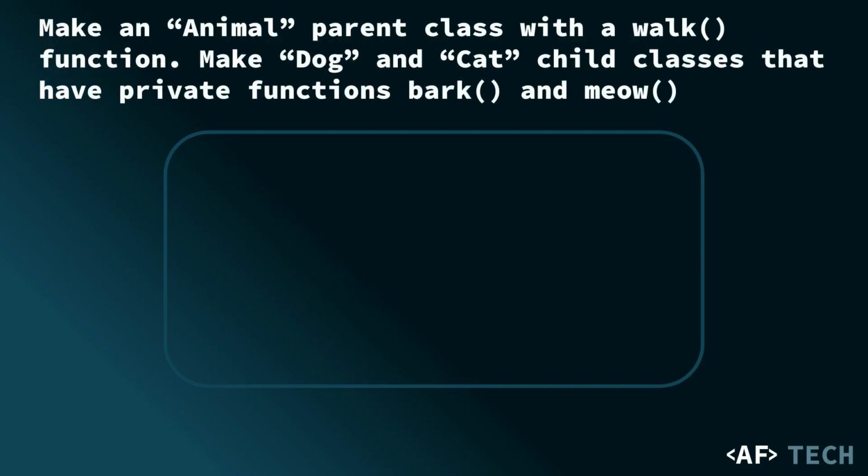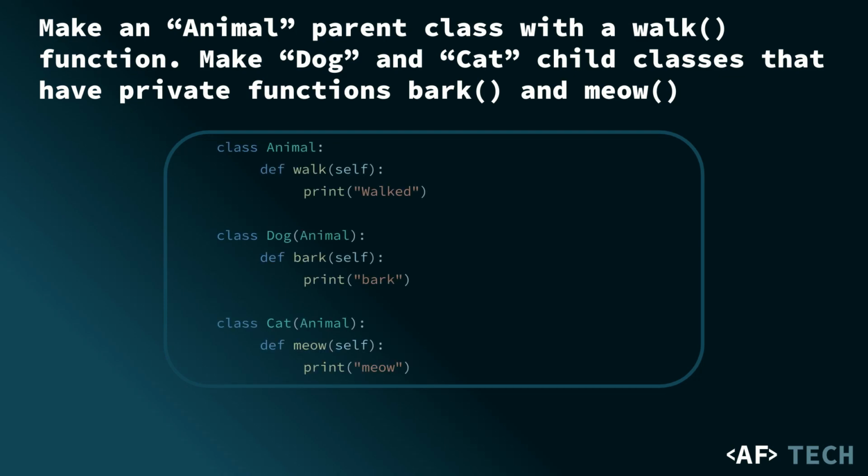Now make an animal parent class with a walk function. Then make dog and cat child classes that have private functions, bark and meow. So dog and cat should inherit animal and be able to use the walk method, but dog has its own bark method and cat has its own meow method. We'll define the parent class animal, we'll define walk, and print walked. Then in the dog class, we will make sure to put animal in parentheses so that it inherits from animal, and we can create the function, and same with cat.